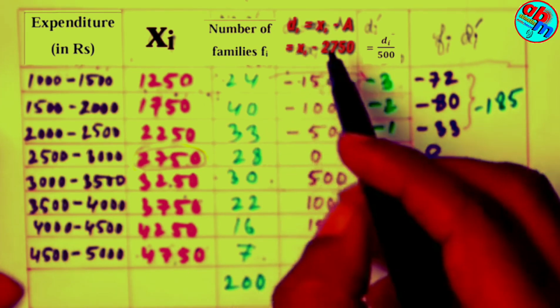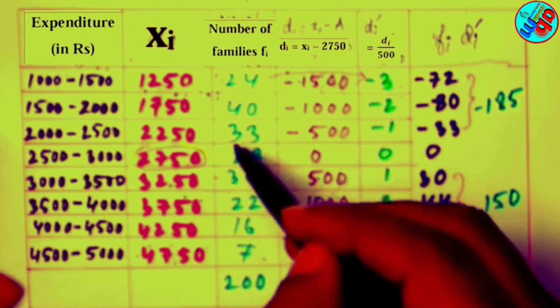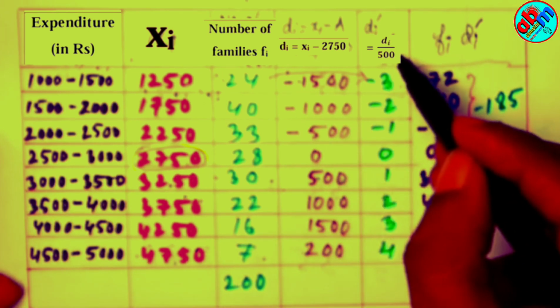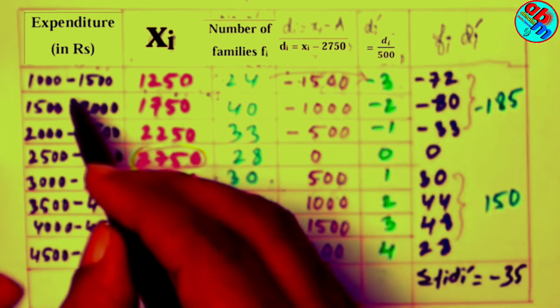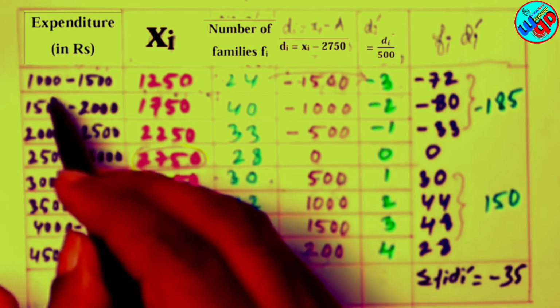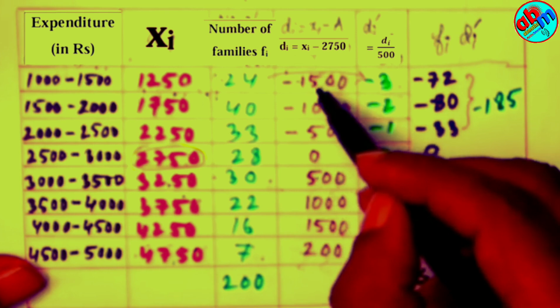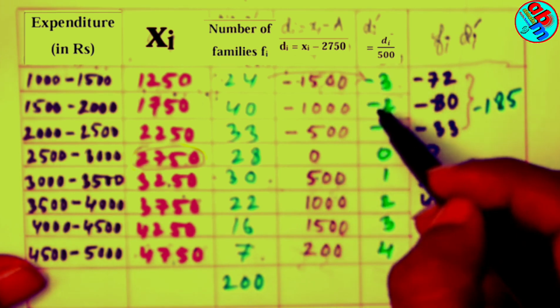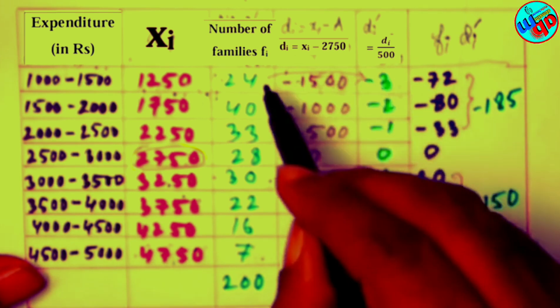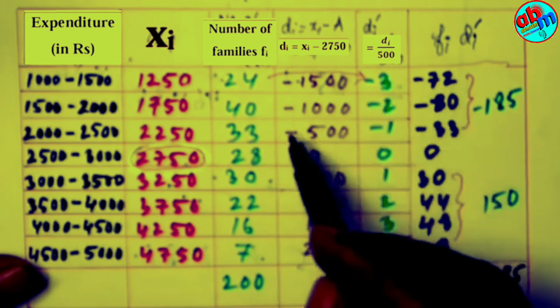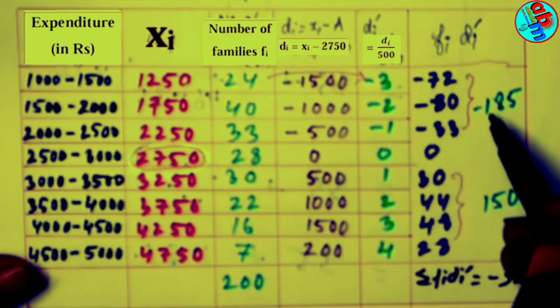So 1250 minus 2750 is minus 1500. Likewise we got the others, and we divide by 500, where h is 500, since 1500 minus 1000 is 500. So we get minus 3, minus 2, minus 1, 0, 1, 2, 3, and multiplied by frequency 24 with minus 3 we got this. Likewise the others: minus 80, minus 33, and the total is minus 185.